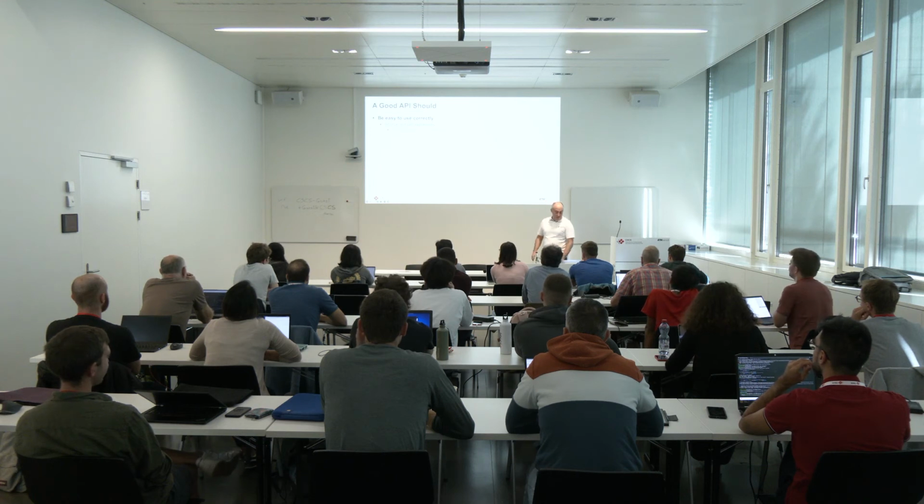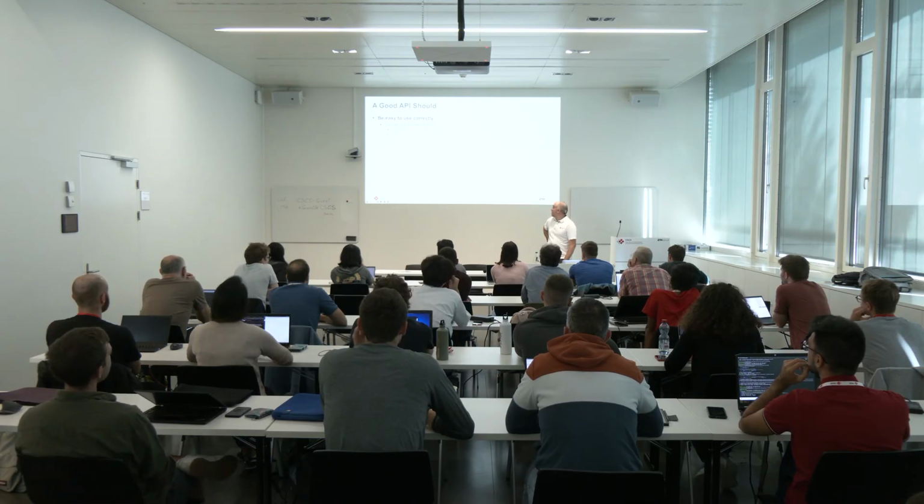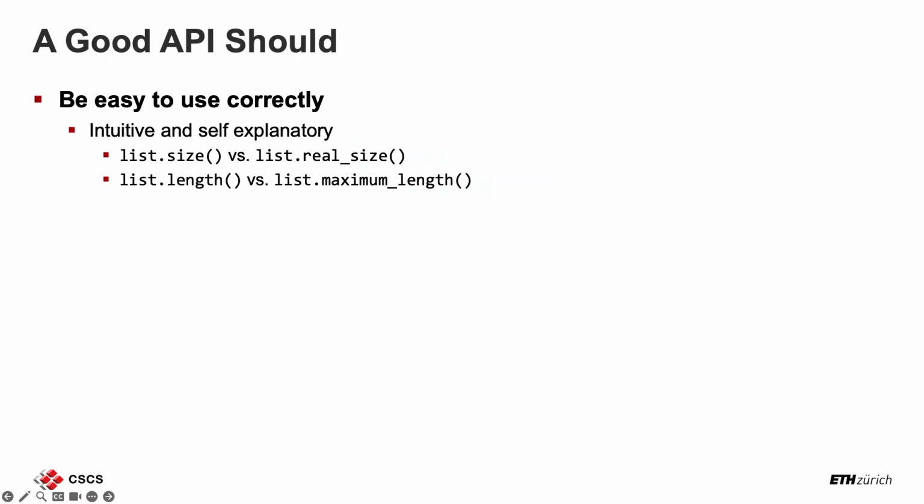Somebody wants to try? What if I rename these two functions list length and list maximum length? Okay, maybe now I understand what's going on here. This is the length of my list, I assume, and the maximum length is I cannot grow the list bigger than this size. But if you use the other names, you might get confused. And it happens all the time.